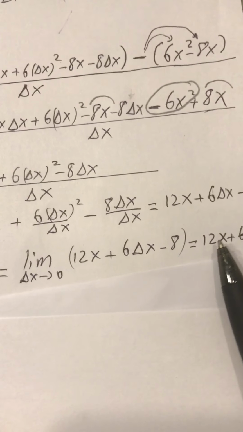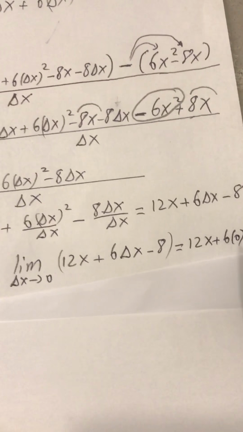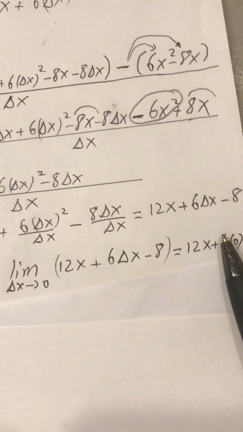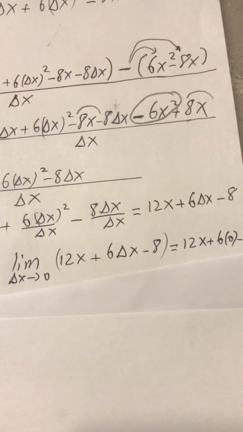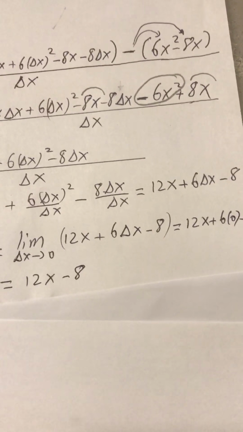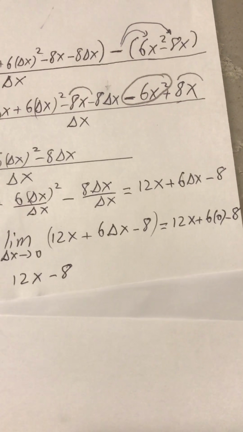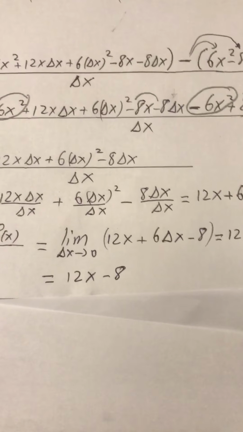So we get 12x plus 6 times 0 minus 8. And 6 times 0 is 0. That will yield our result, which is 12x minus 8. And this is the final answer.